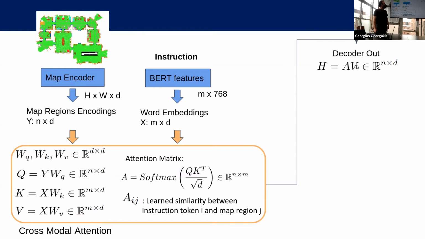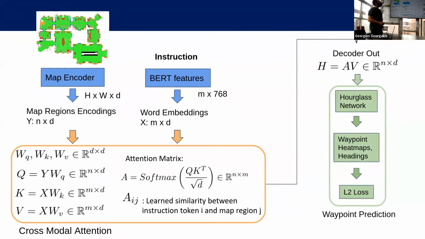The actual output here is a representation over the map that we learn. Then that representation goes into an encoder-decoder model that predicts the path. We don't really need to go into too much detail about this. The important part to remember is that whatever representation comes out of the attention module goes into the waypoint prediction model, and we predict the path as a sequence of waypoints.